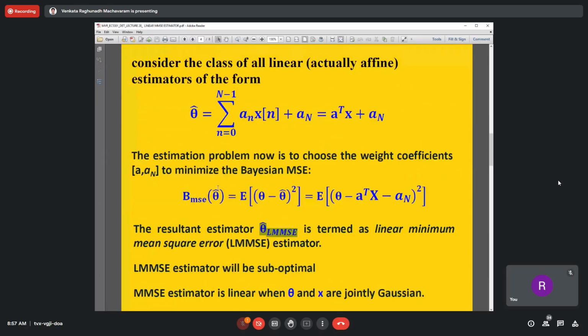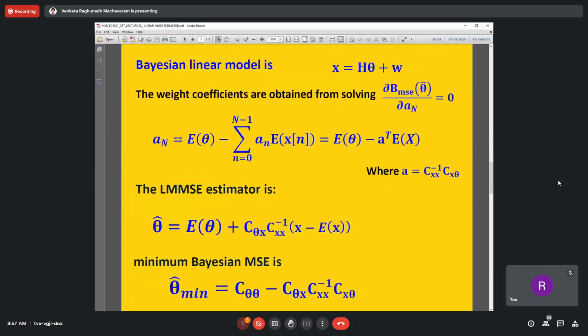So this is theta minus theta hat squared. Substitute this theta, this one. So take the expectation of this, minimizing this one, differentiating with respect to that. Take the expectation, the summation operators exchange. So it is the expectation of theta minus A transpose expectation of Xn. So E of X.